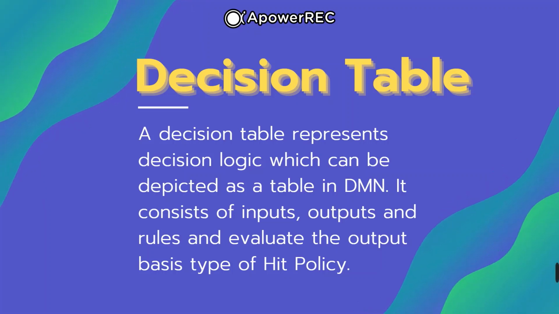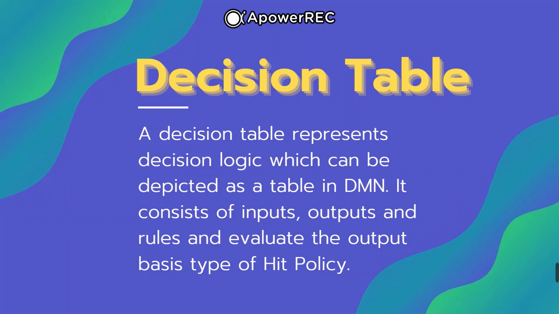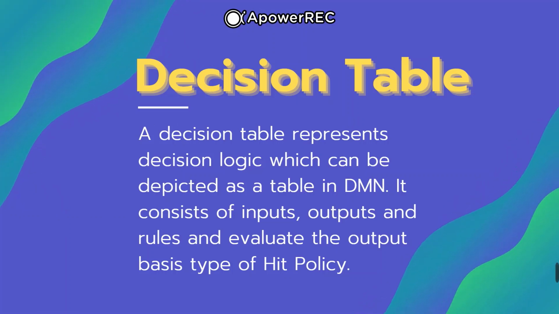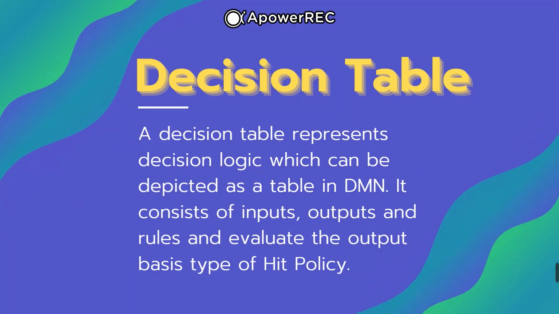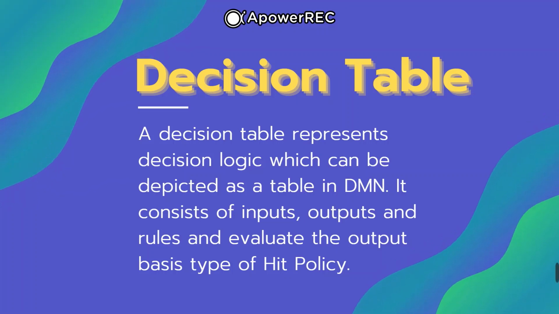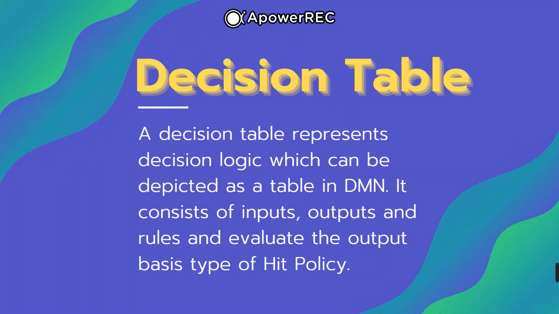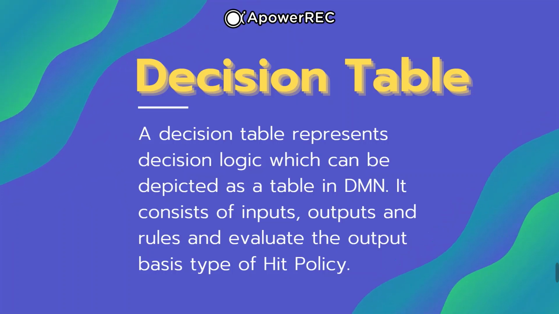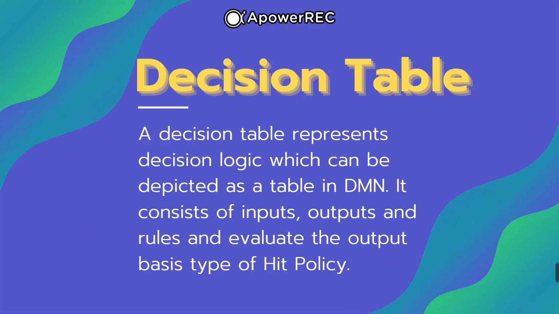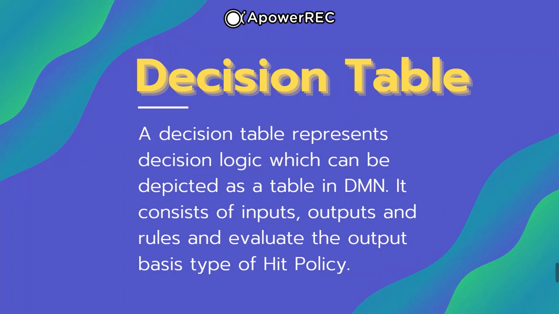First of all, let's understand what the decision table is all about. A decision table represents decision logic which can be depicted as a table in DMN. It consists of inputs, outputs, and rules to evaluate the output based on the types of hit policies we are using. Overall, it serves the purpose of evaluating business conditions in a workflow, or in the simplest terms, it is similar to an if-else condition like we have in any other programming language to evaluate the business conditions.